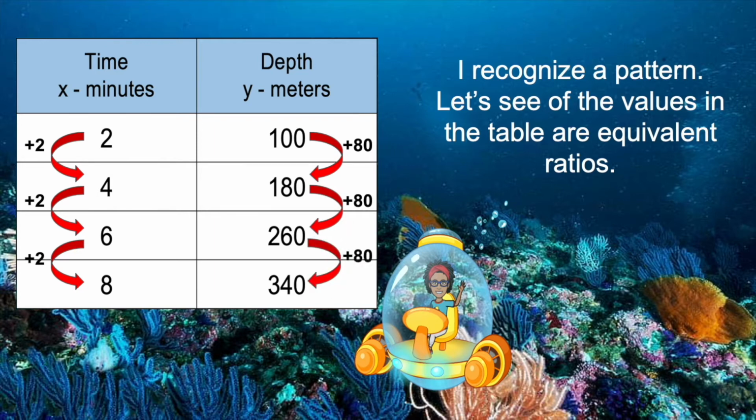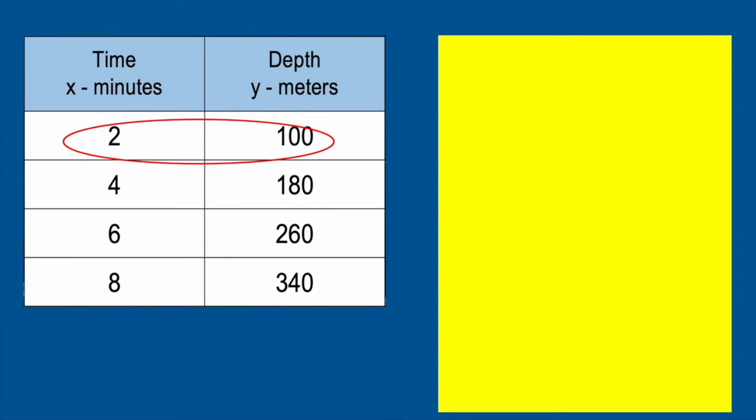Remember, when x is 1 and y is 20, I think this is your constant of proportionality, but I think I better double check. Let's calculate the unit rate. We're looking at the ratio of the amount of gas used compared to the distance driven in miles.